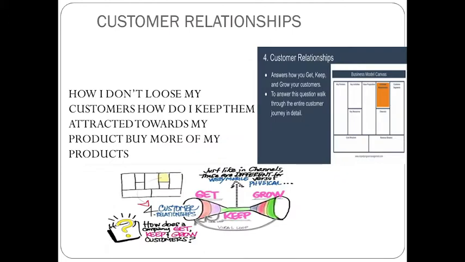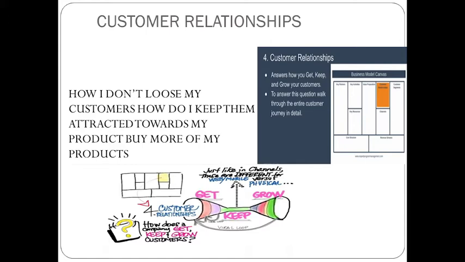Now next is customer relationship. This is also a very, very important part of your business model canvas, because if you fail in customer relationship, your product will fail in the market. There are three parameters you always have to remember for customer relationship: get, keep and grow. Get means you are supposed to get the customers, you have to draw the attention of the customer to buy your product. So your customer should get convinced why he should buy your product.